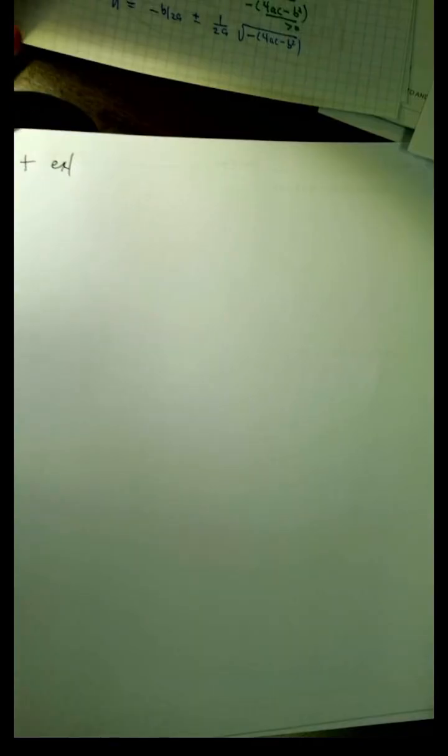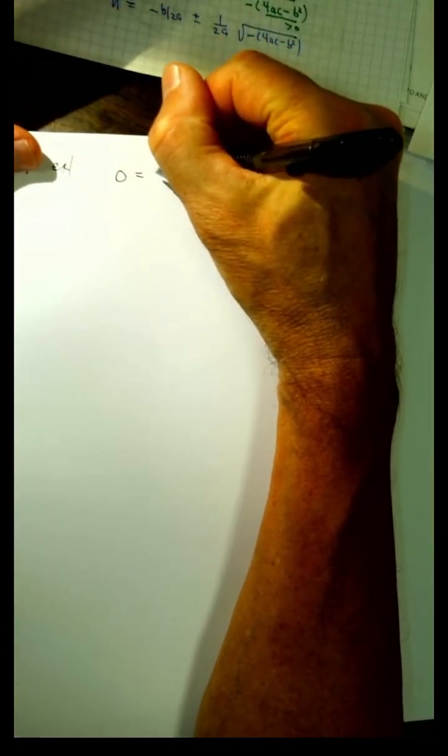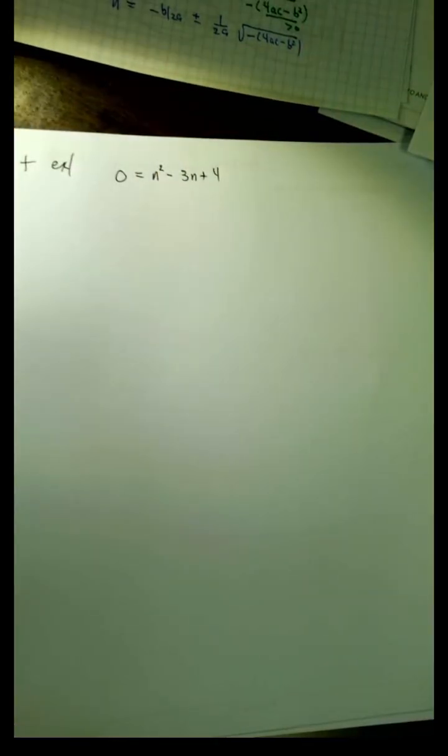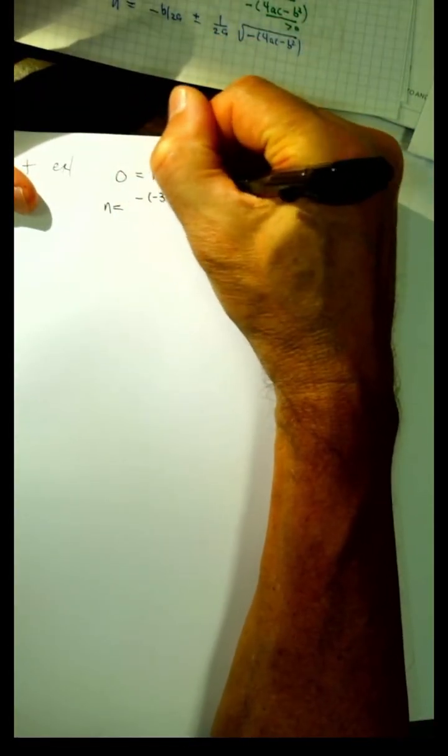All right, we're going to go through and just do some examples here of working with complex roots to quadratics. So in the first example, suppose I say that 0 is n squared minus 3n plus 4. It's not clear immediately how to factor that, so I'm not going to mess around. I'm just going to use the quadratic equation.